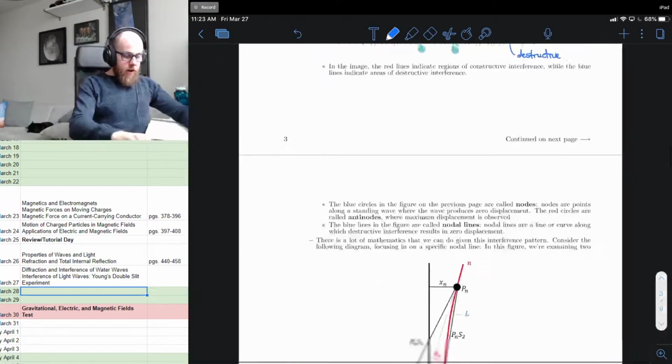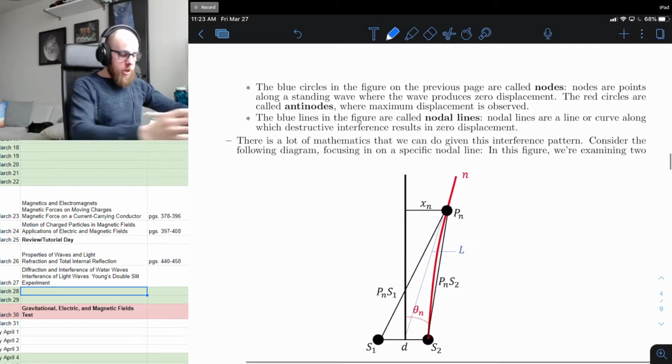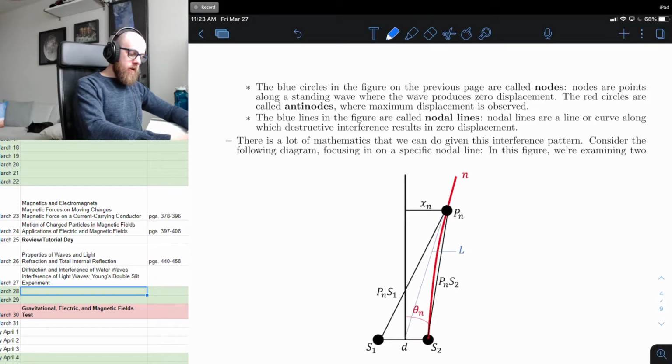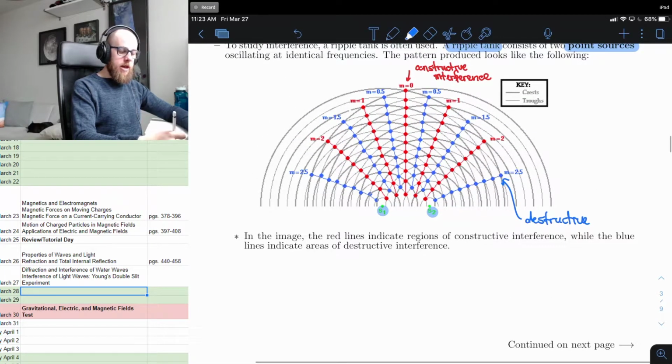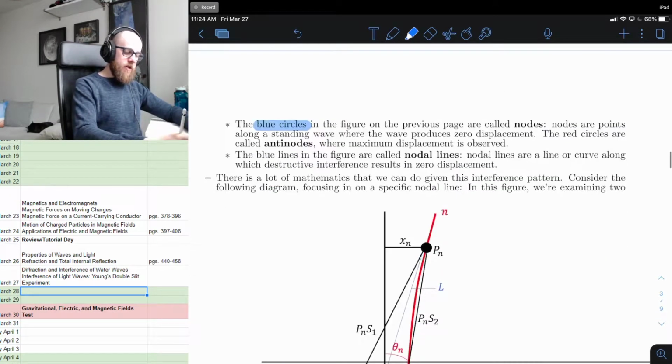So there's a lot of mathematics behind this picture. Okay, actually, before we get into the mathematics, let's introduce just a couple more things. So the blue circles in the previous page, I'll show you that again. All these blue circles, the places along the zones of destructive interference, those are called nodes.